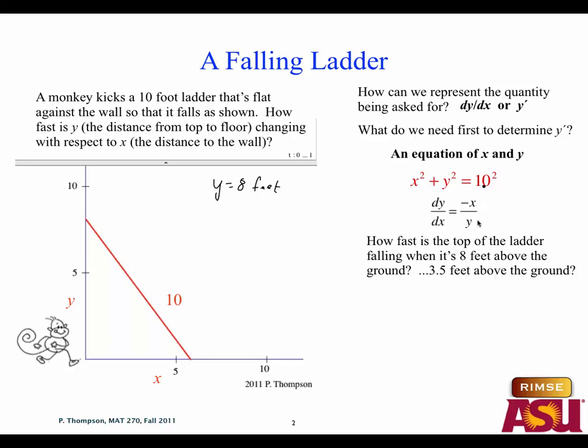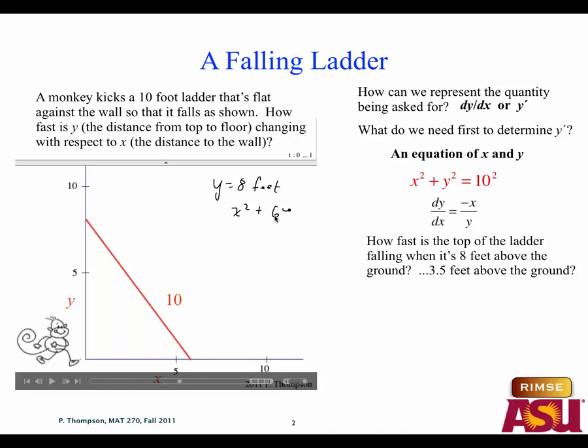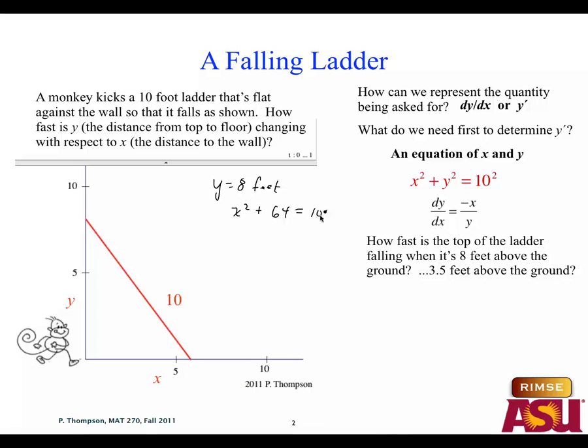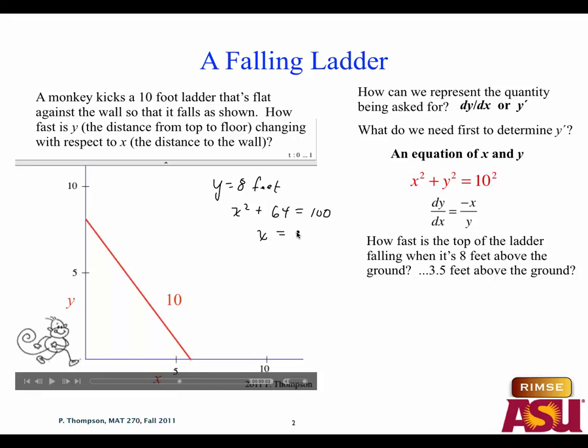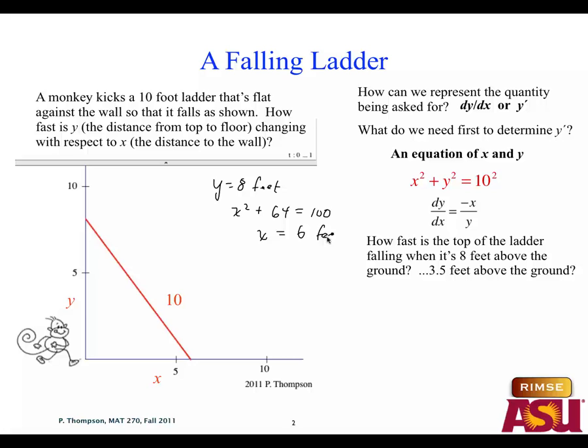But I've got two different things here. So do you want to plug it into this red equation or this down here? Plug it into x squared plus y squared. Okay. So he wants to plug it in here. So 8 squared. And what do we get for x for that? 6. So what does that tell us? When the height of the ladder is 8 feet, then the bottom is 6 feet from the wall.